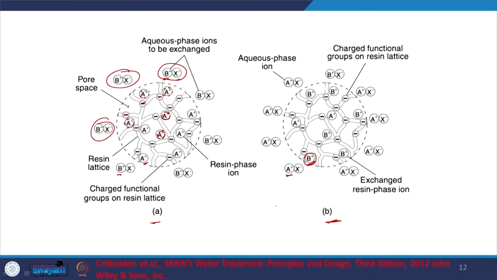So, here I am going to have ion exchange. At equilibrium you see that most of the B plus has been removed. Again, it is an equilibrium, that is why you can't have 0. You will have relatively less, but you will not have 0. So, that is what you see out here.